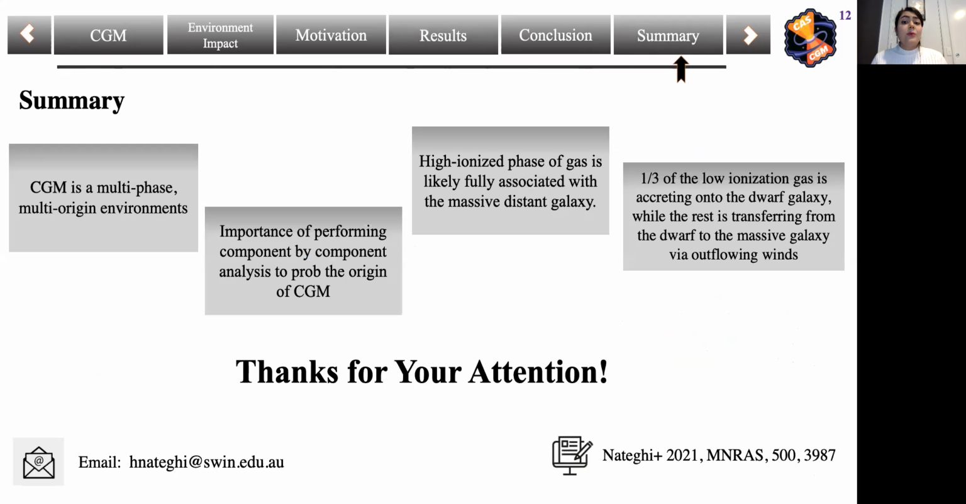And finally, our work emphasizes the importance of performing component by component analysis whenever possible to disentangle the origin of CGM. And it also shows that sometimes the studies could suffer from incompleteness in their spectroscopic sample.